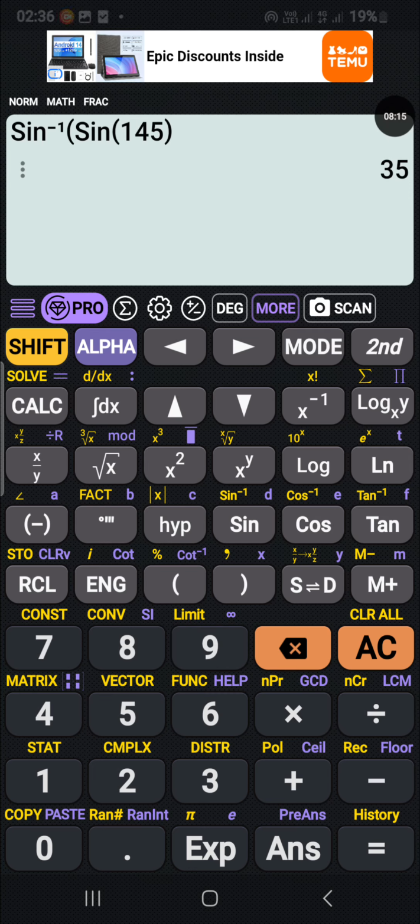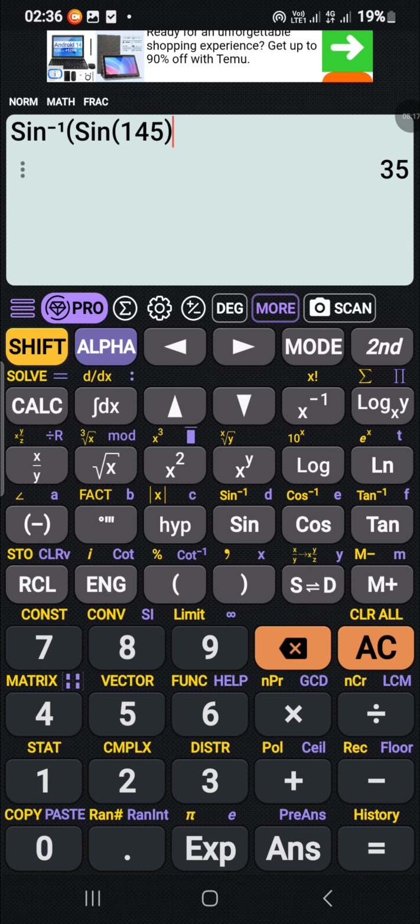I'm going to reduce these angles using the arc method rather than the reduction formulas. Using the arc method, I'm going to say arc sine of 145 degrees, then get what the angle is.